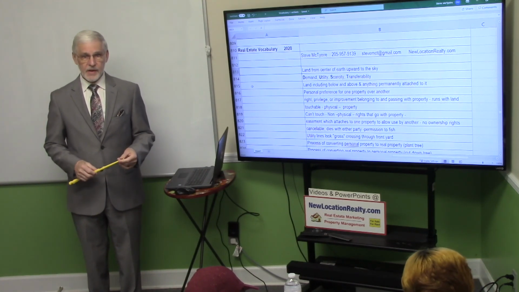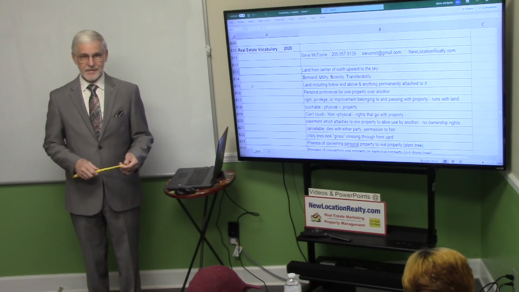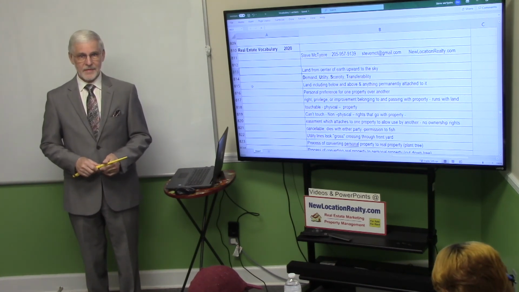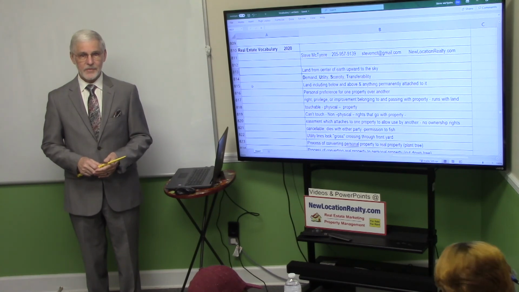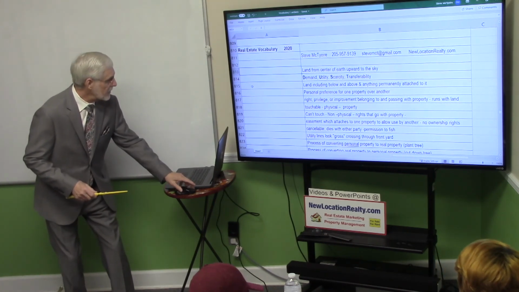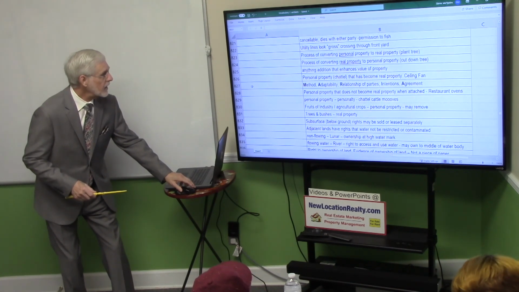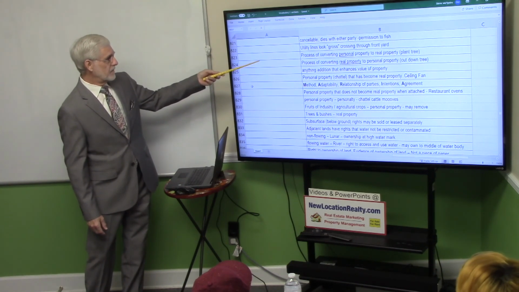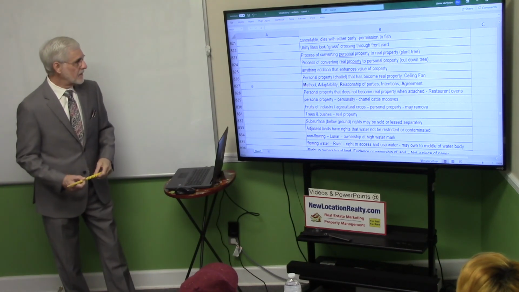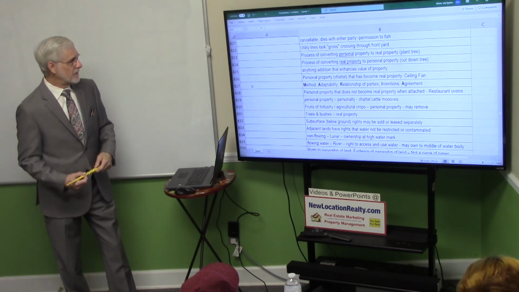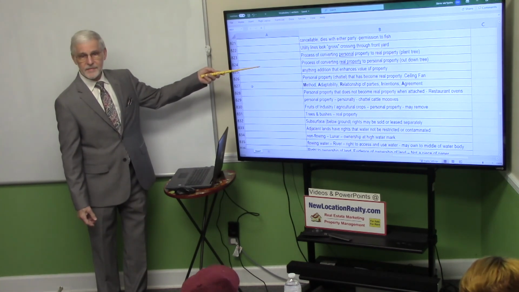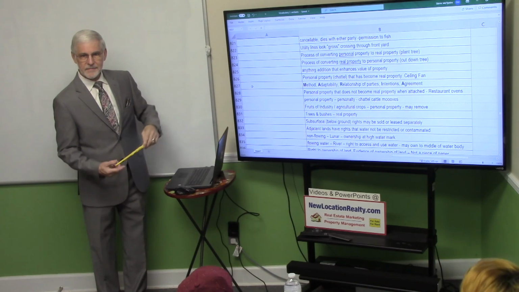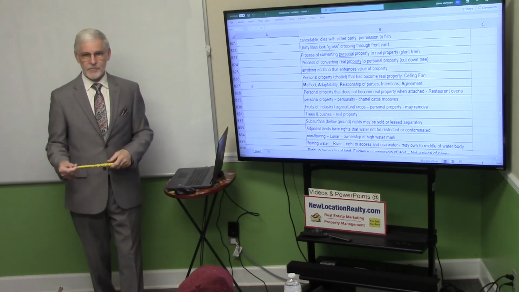The process of converting personal property to real property. Servants? No. Annexation? Let's see if we have anything here that helps us. Process of converting real property to personal, taking... No, the process of taking personal property to real property, like taking a tree. Severance. What are we doing here? It's annexation. Annexation, that would work.